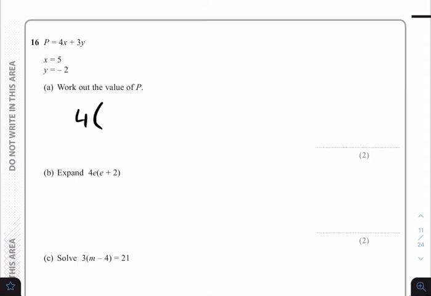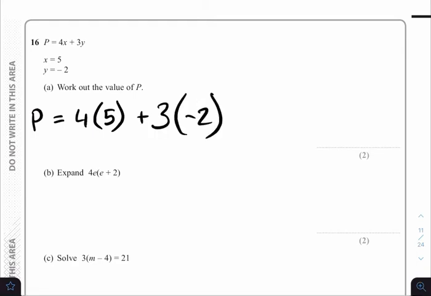So that's p equals 4 multiplied by x. It's important to put p equals 4 multiplied by x. Now substitute x to be 5. So that's popped in there. And add 3 multiplied by y, which is minus 2. So pop that in there.